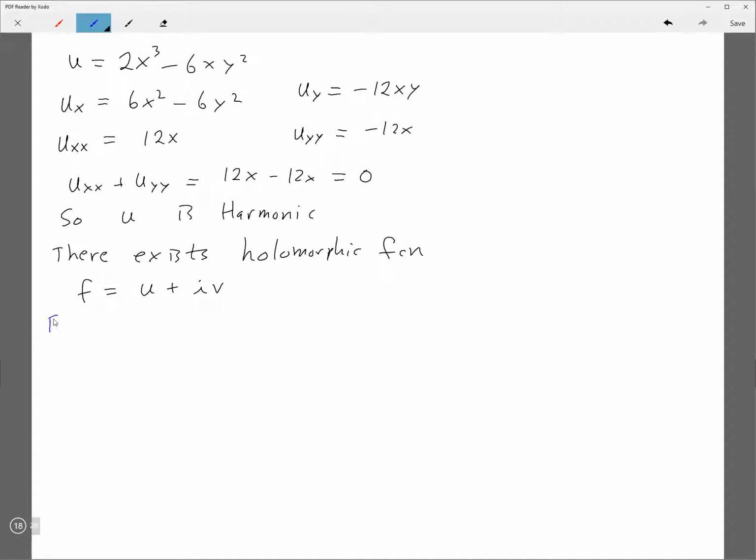So let's do this. Let's find v such that f equals this, with this u here, 2x cubed minus 6xy squared, plus iv is holomorphic. Okay, so let's go ahead and do that. Does that sound exciting? Or like solving a mystery, which is like most of mathematics. So where should we start? Any ideas?